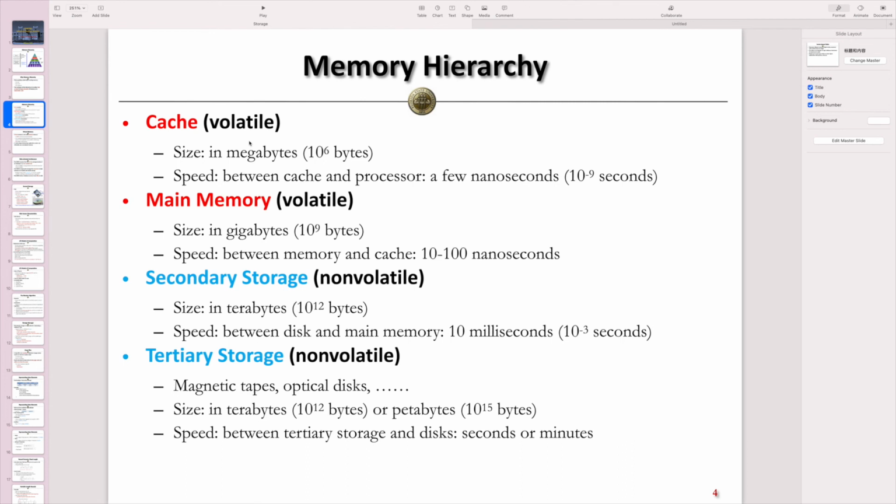Then we have some other tertiary storage. They are also non-volatile. For example, we can have magnetic tapes and optical disks. The size of this kind of device can be much larger, several terabytes or even petabytes. And the data transfer speed between the tertiary storage and the disk can also be much slower, several seconds or even several minutes. So this can provide you with high-level information about storage devices and the space we can have in a machine.